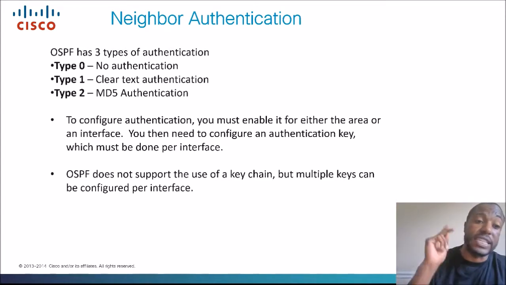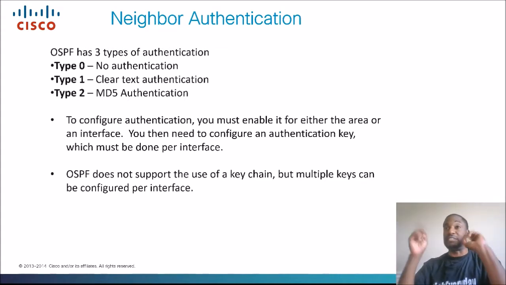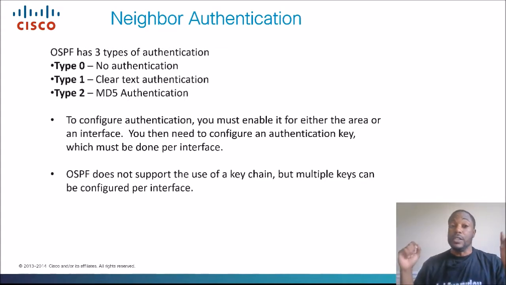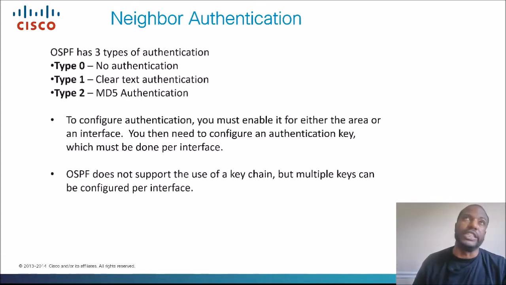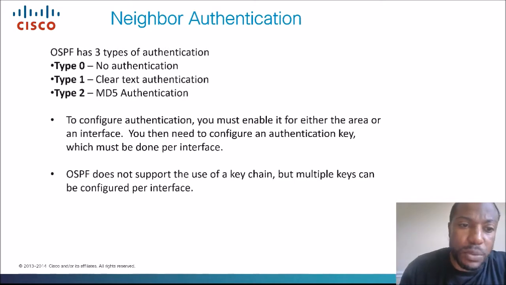And type 2 is MD5 authentication, which is hashing. Not the same thing as encryption. It's hashing. It's basically jumbling up your password, and you can't really see it. Well, not really jumbling up your password. It's kind of like jumbling up the password, and you can't really see it. So that's what hashing is.